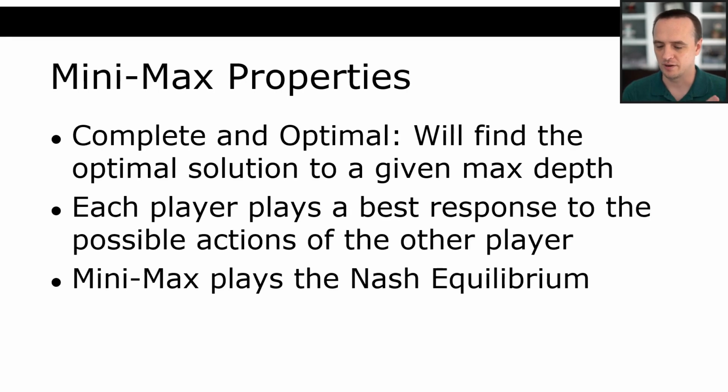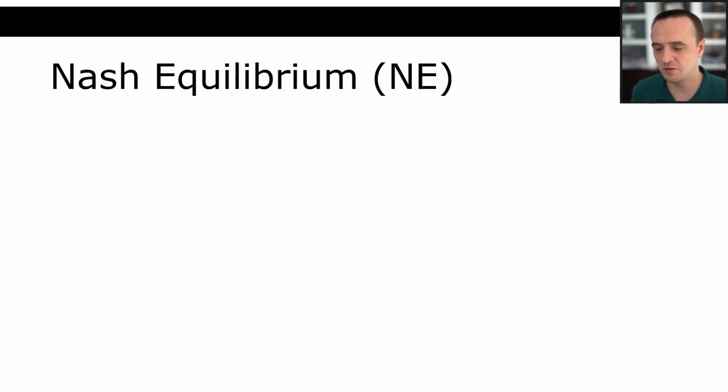For two-player, okay, let me say one more thing. If we can search the entire tree, which typically we can't, MiniMax will play a Nash equilibrium. So it will play the strongest possible move if we can search the whole tree. If it doesn't search the whole tree, then what we say as algorithm people is that MiniMax approximates the Nash equilibrium to a given depth, okay? So it looks for all these best responses and does the best that it can, given that it can't search the entire tree.